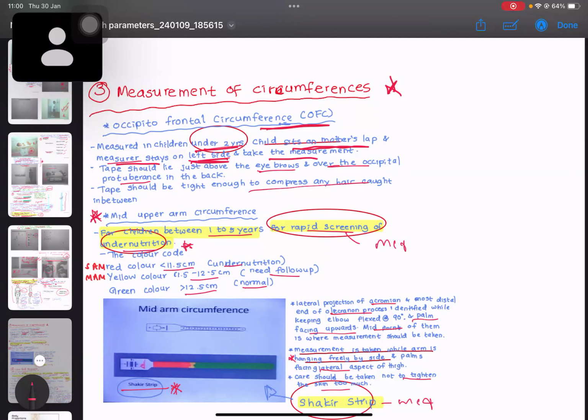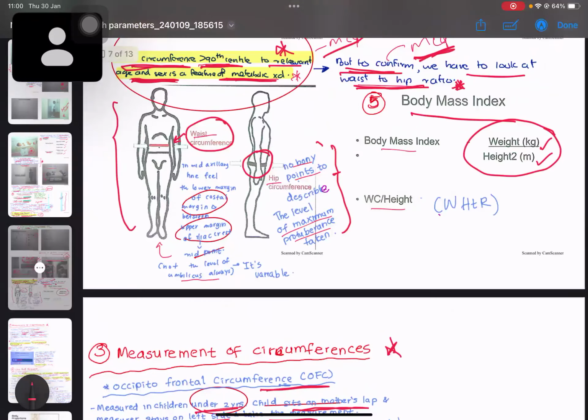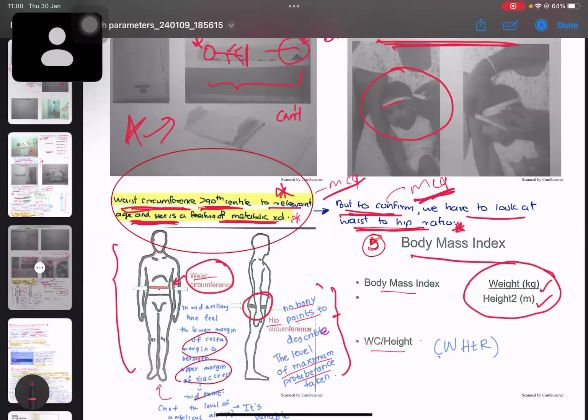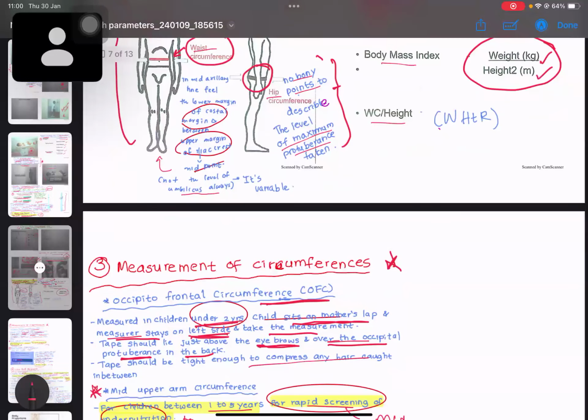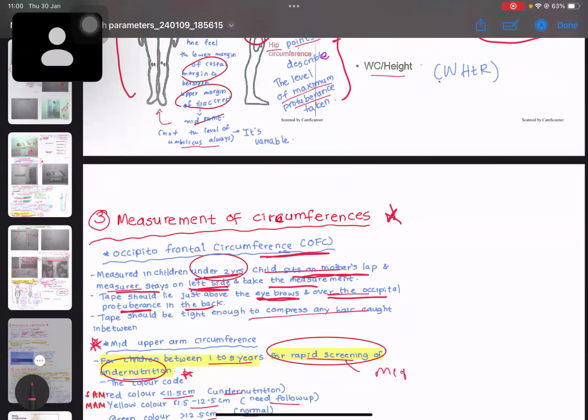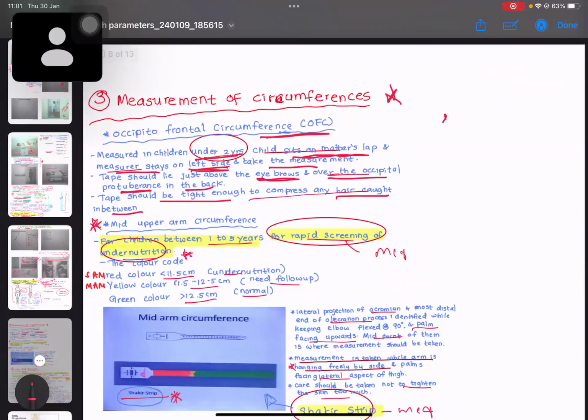The tape should be just above the eyebrow of the child. This is the main thing, and over the occipital protuberance in the back. You know, in this child, it's over the eyebrow in front, and in the back, it's above the occipital protuberance. Okay, that's the correct method to measure the OFC. The tape should be tight enough to compress any hair caught in between. That's how we measure the OFC.